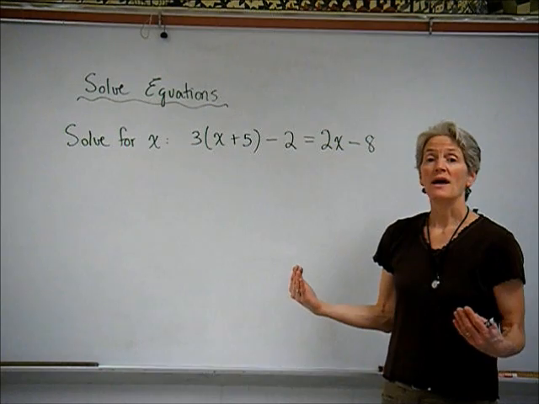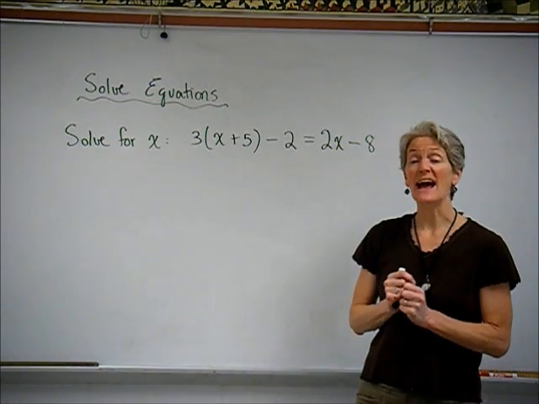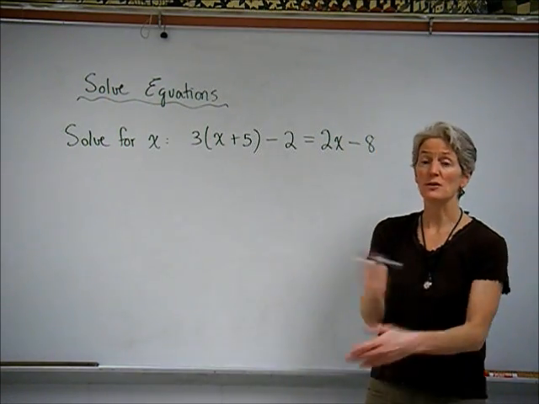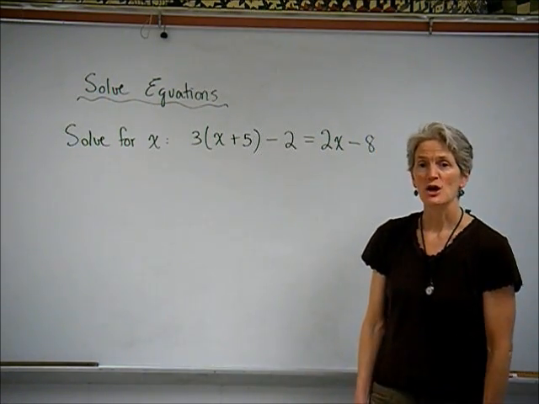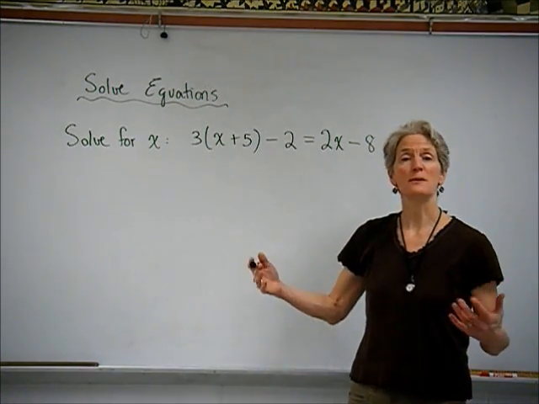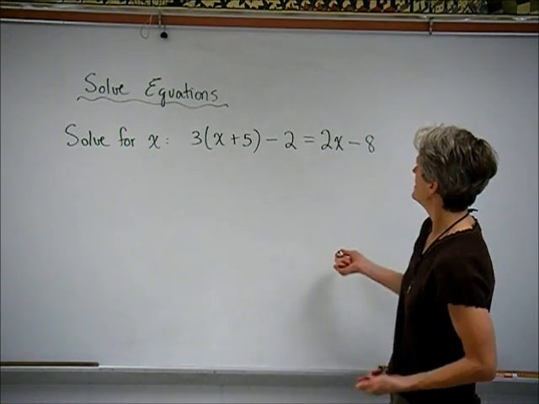In terms of algebra, the way I do that is I try to get x isolated. I try to get x all by itself, either on the left-hand side or on the right-hand side. It really doesn't matter. So I'm going to do this by distributing, by simplifying, by combining like terms. So let's give it a whirl.